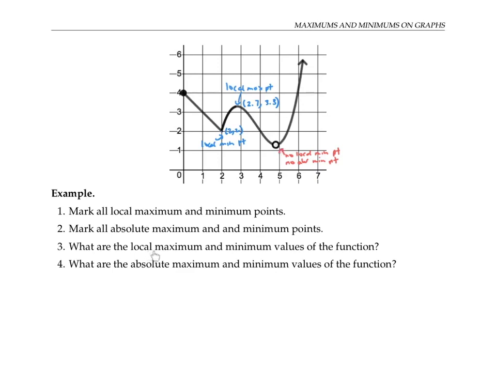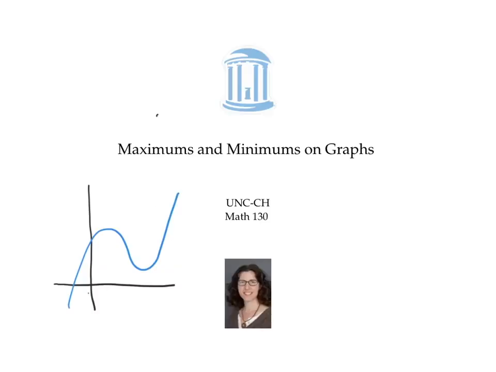Now, if we're talking about local max and min values, that's just the y values of the local max and min points. So there's a local max value at this y value of 3.3, and there's a local min value of 2, this point's y value. There are no absolute max or min values for them. In this video, we defined absolute and local max and min points and values.